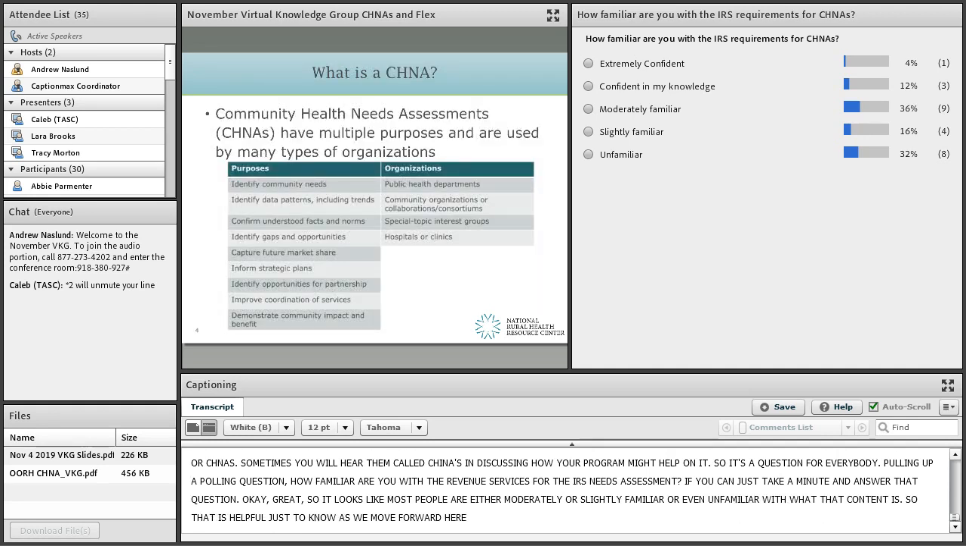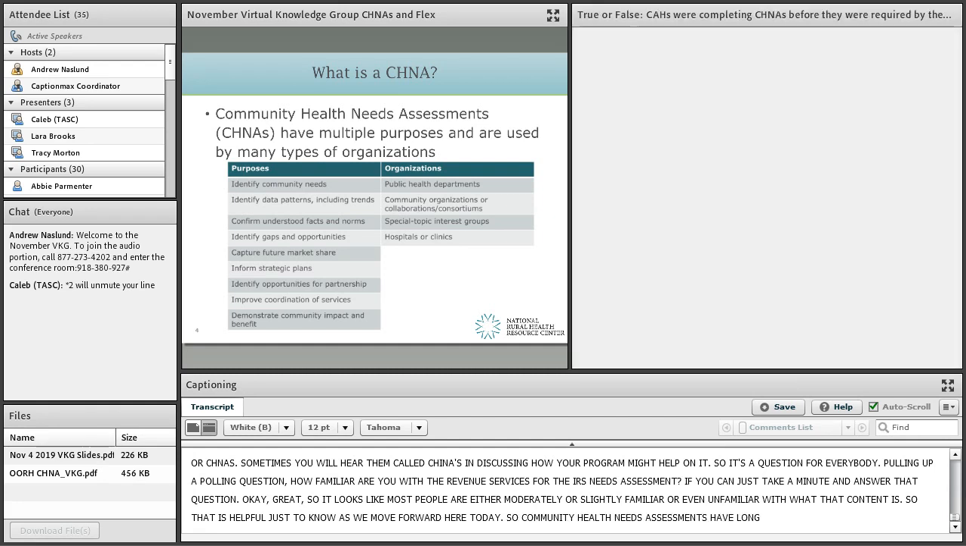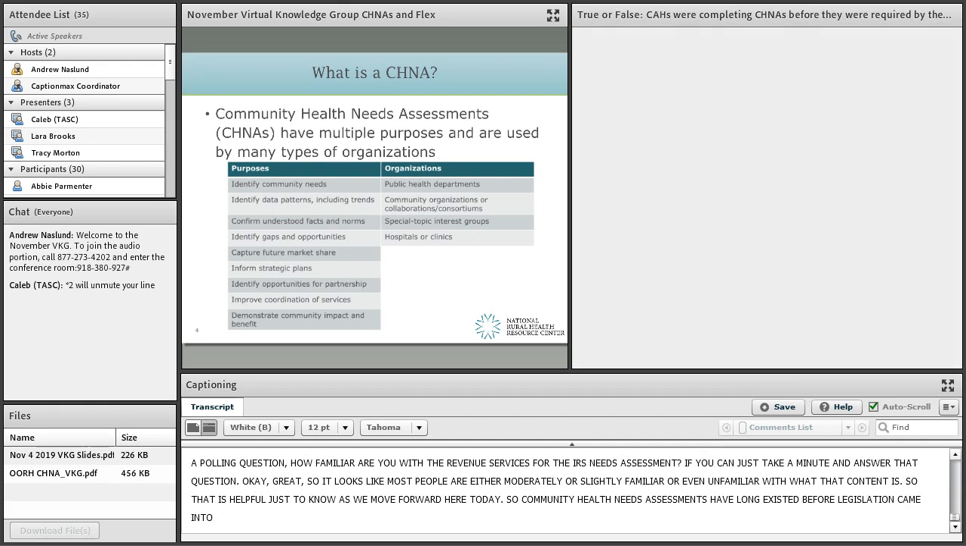Okay, great. So it looks like most people are either moderately or slightly familiar, or even unfamiliar, with what that content is. So that's helpful just to know as we move forward here today.